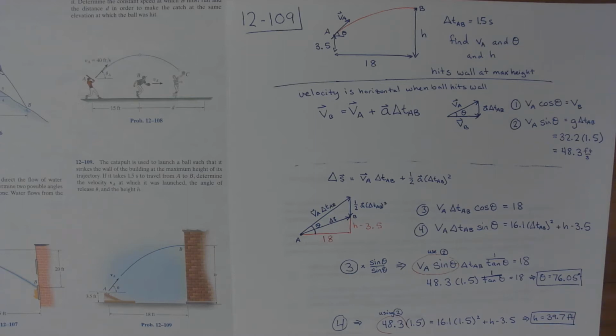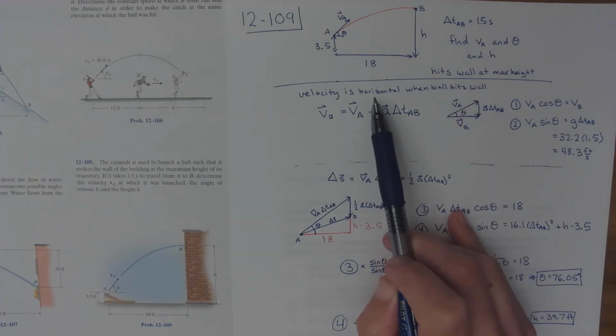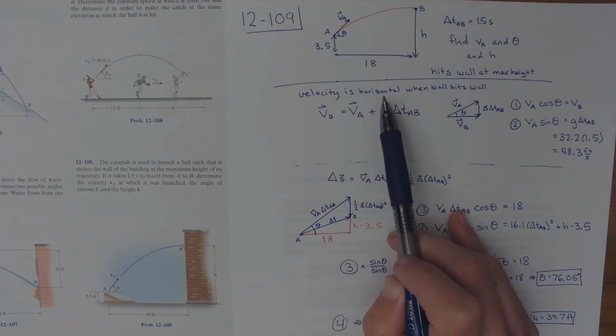In this video, we're going to take a quick look at problem 109. The catapult is used to launch a ball such that it strikes the wall of the building at the maximum height of its trajectory. Now, if the ball kept going and didn't hit the wall, point B would still be the maximum height. So this is as high as the ball is going to go, even if the wall wasn't there, which means when the ball hits the wall, the velocity is in the horizontal direction. This is true when the object is at the maximum height of its trajectory.